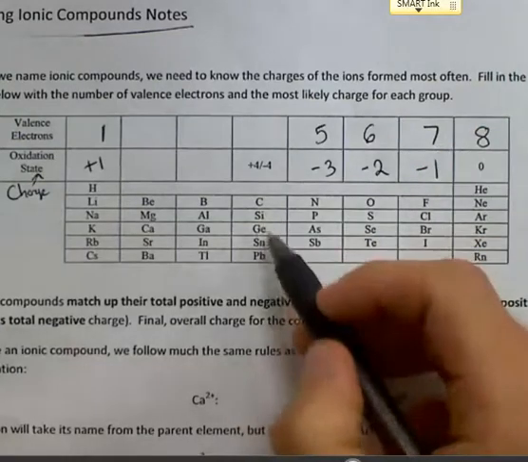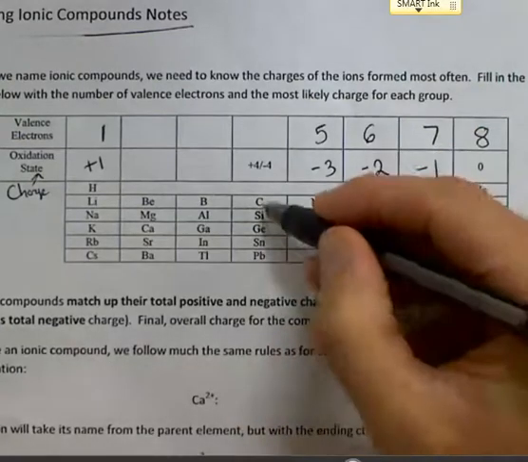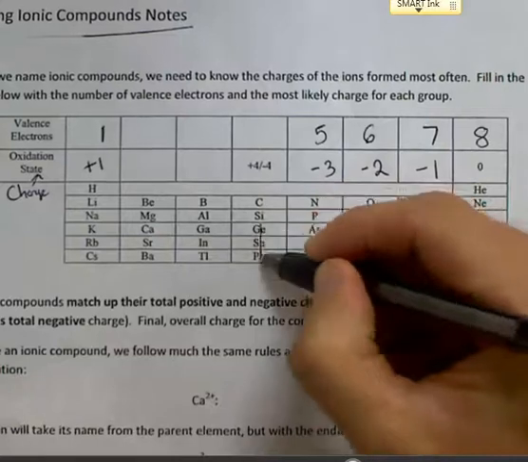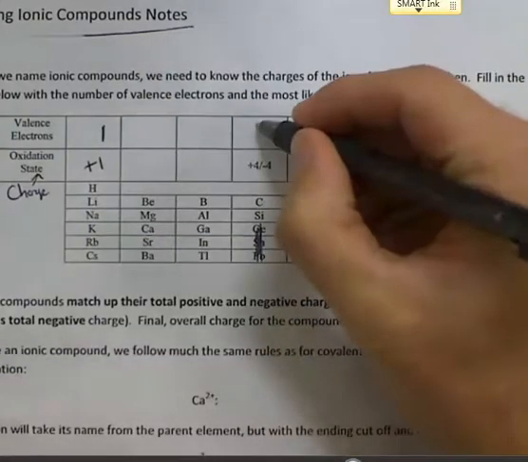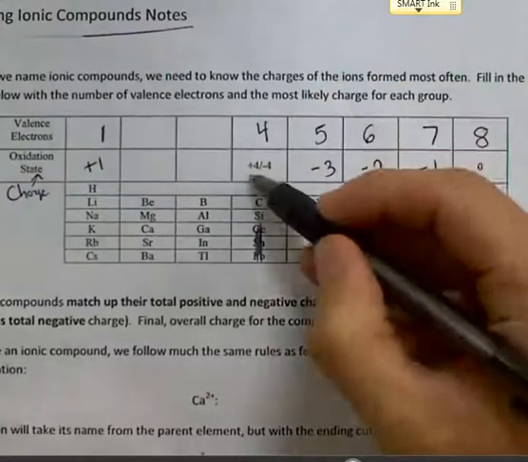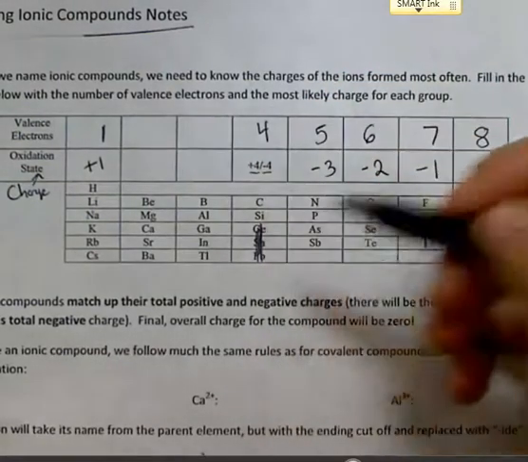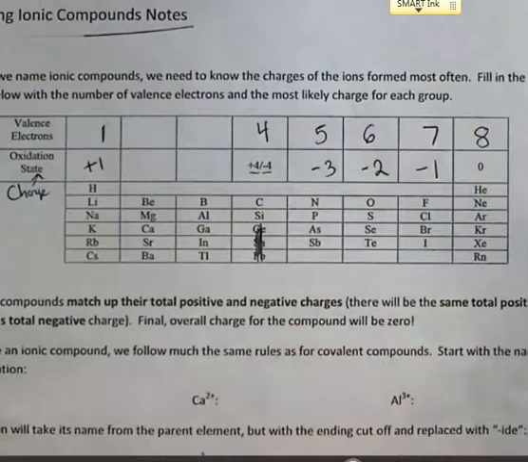Carbon, silicon, germanium, tin, and lead, well, really just carbon and silicon. The rest of these guys act a little bit strange, so we'll see them later. They have 4 valence electrons, which means they can either lose 4 or gain 4. Either way, it's pretty much the same to them.